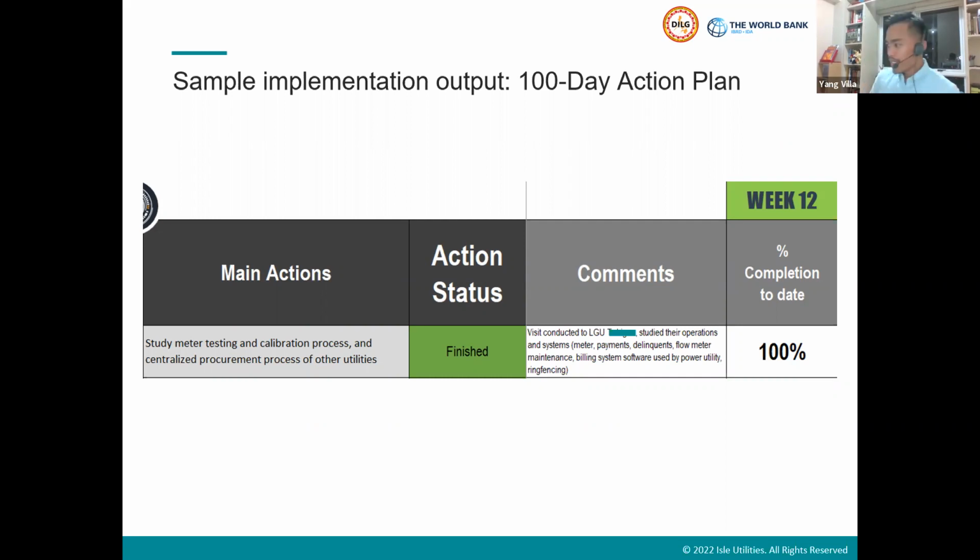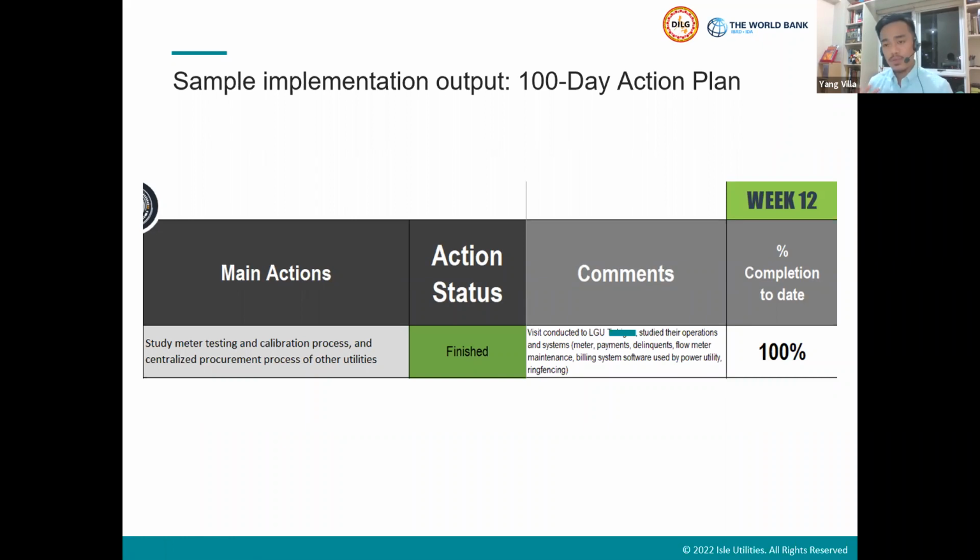period. And how they did this was they visited a neighboring municipality. They studied the operations, their systems, including how they conduct meter replacement and calibration, any payment schemes, how they deal with arrears and delinquencies, how to maintain flow meters and where to put production meters, for example, what billing software they use, and how to conduct ring fencing. So they made the most out of this action by basically learning as much as they can from a similar neighboring utility. So something as simple as this action can have a profound effect on utilities.